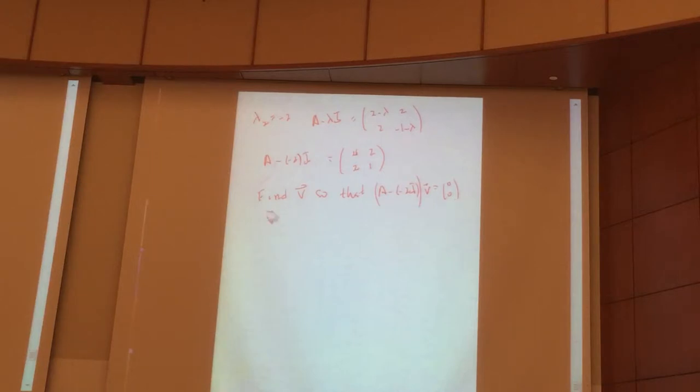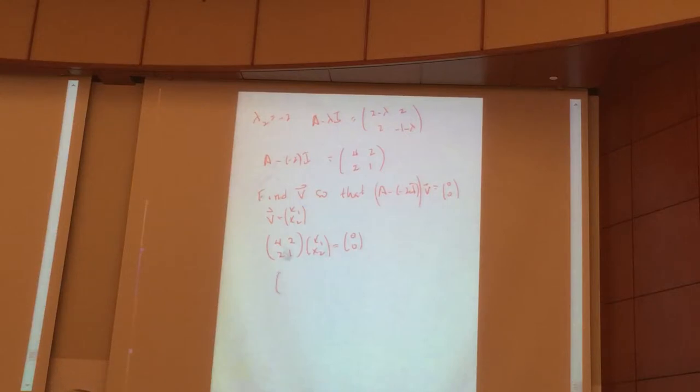Here, I'm thinking of v as being x1, x2. Pretty much what I called xy. I could call it x1, x2. I'll use subscripts because when we get to 3 by 3, you've got 3 unknowns. We'll go to 4 by 4, you've got 4 unknowns, and you start running out of letters, so we'll use subscripts. Okay, so what is this? We want 4, 2, 2, 1 times x1, x2 equal to 0, 0.